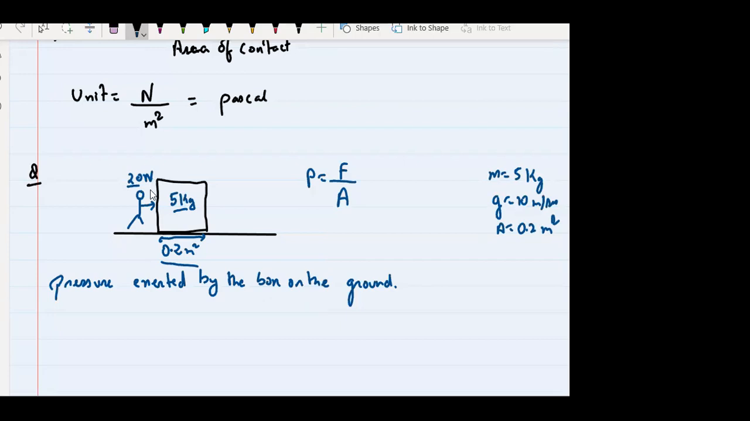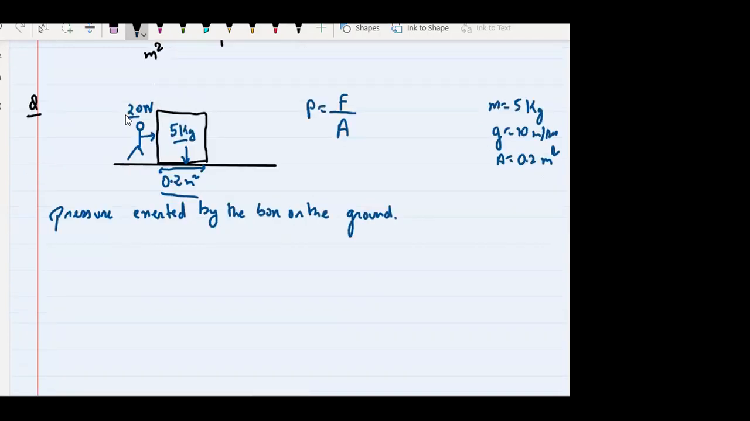Siddharth, this force is not perpendicular, but due to this, it will be perpendicular, na? So I can say, sir, this 20 Newton will not exert any force. So it will not exert any pressure. So pressure will be because of mg by area. Mass is 5, g is 10, by area is 0.2.